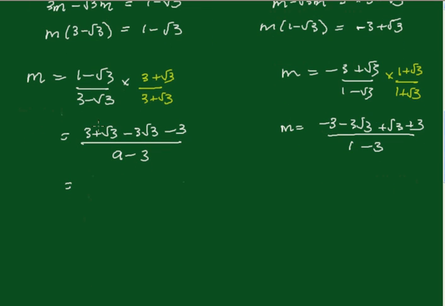Okay, now these will cancel out, and you're going to get minus 2 root 3 over, becomes 6, which is minus root 3 on 3. And this one, these 3's cancel out, and you're going to get here minus 2 root 3 over minus 2, which is root 3.